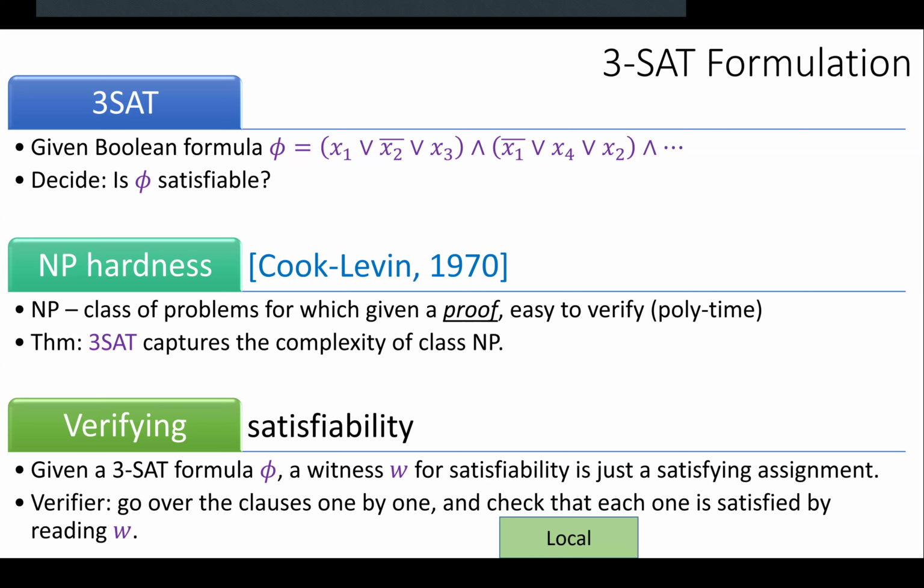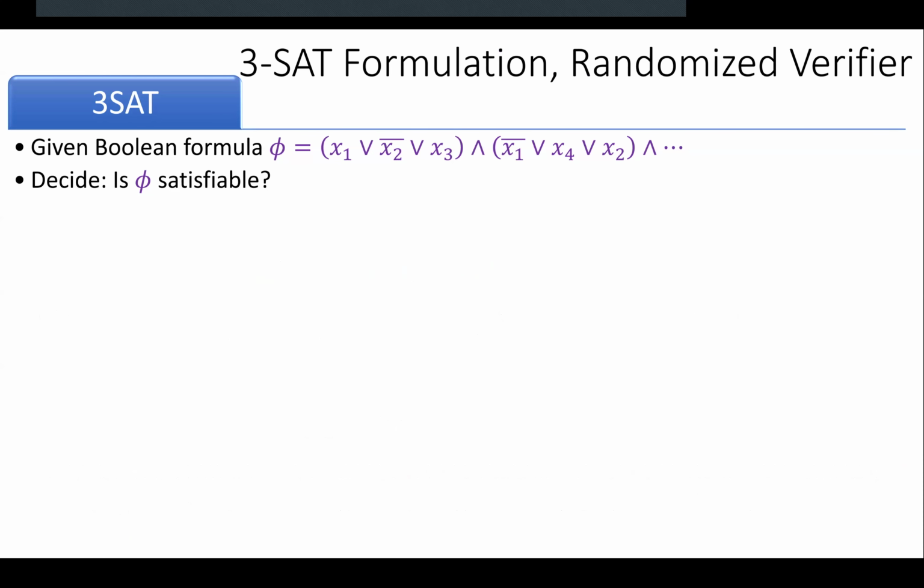Okay. Thanks, Will. So this is equivalent to what we said earlier. This is the encoding scheme, which is local, but besides locality, it doesn't have anything else. So it's not efficient because you have to literally read the entire witness. Okay, so now let's move to the randomized verifier model, and we're going to do it slowly. I'm first going to construct a randomized verifier, which is not very good.